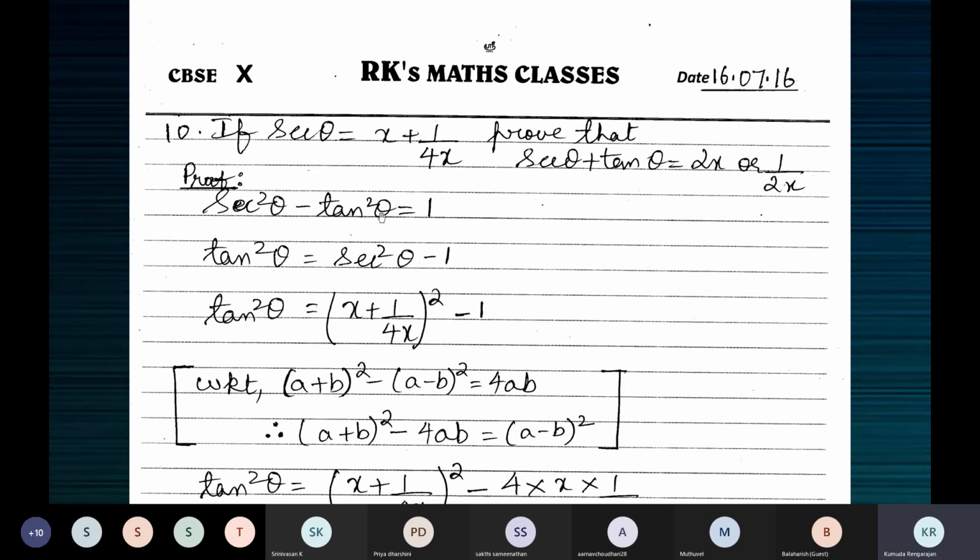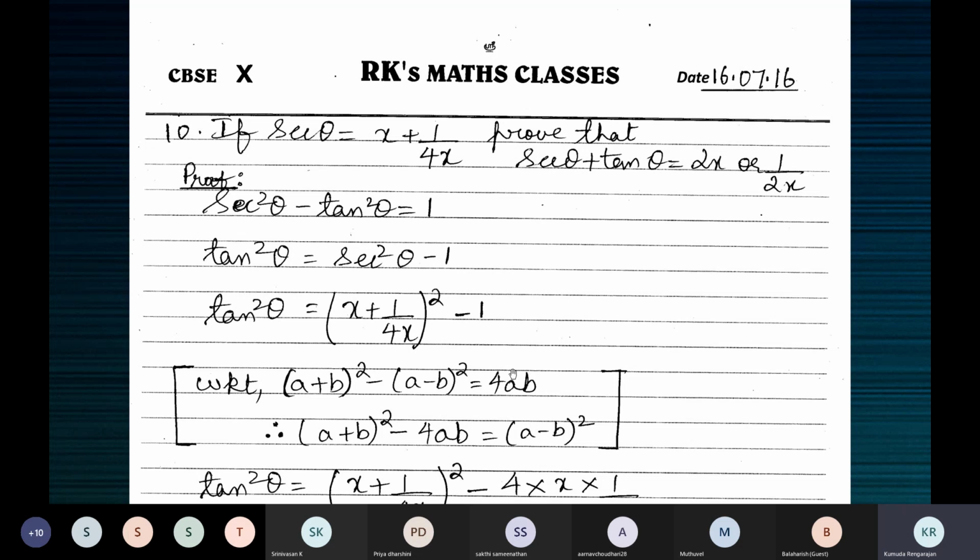So see here, secant square theta minus tan square theta. That's the idea. Why have we started working like this? Because we want to find the expression for tan theta. You understand all this? We're trying to find tan theta. So secant theta is given to us here, x plus 1 by 4x.